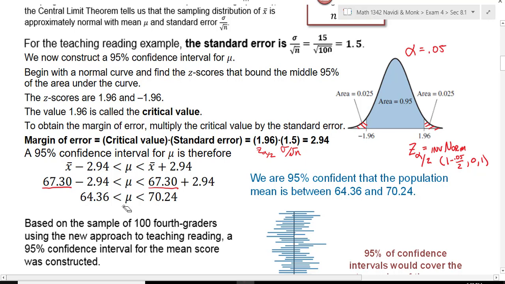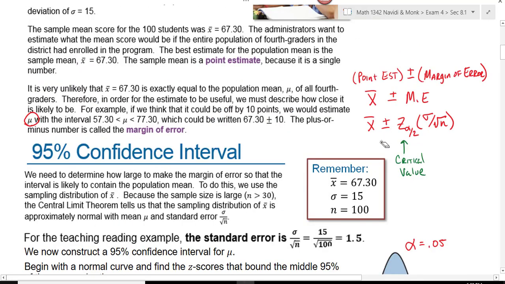What that means is, based on a sample of 100 fourth graders using the new approach to teach reading, a 95% confidence interval for the mean score is going to be between 64.36 and 70.24. What we would say is that we are 95% sure that the average reading score will be between 64.4 and 70.2. This formula gives us the bounds for our confidence interval. This formula right here, x bar plus or minus the critical value times your standard error.